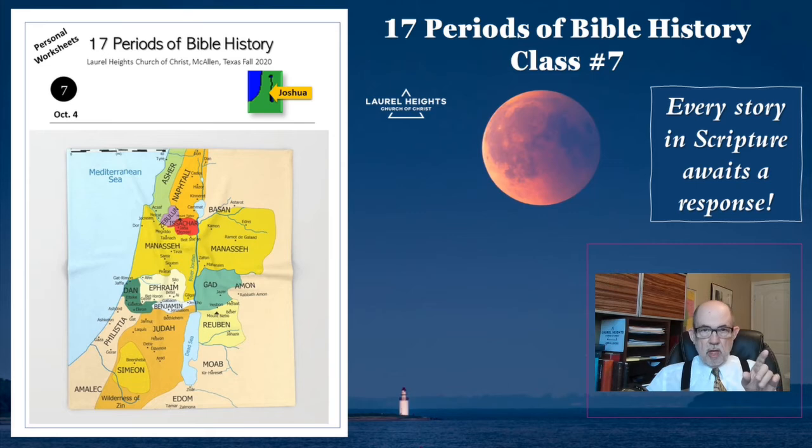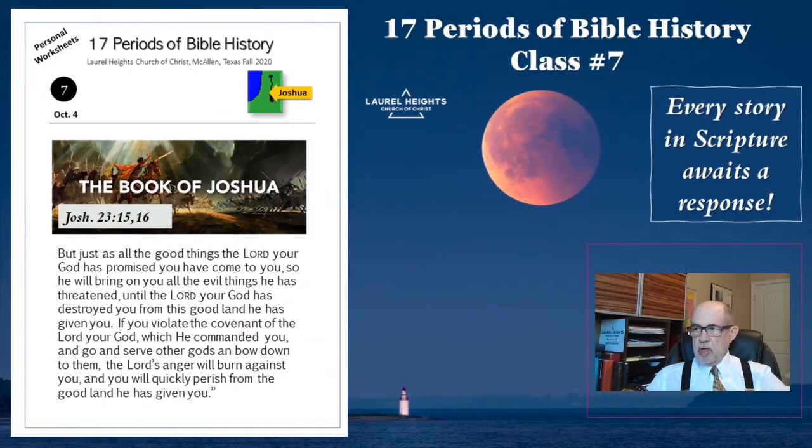chapter 23. "The Lord has fought for you. Be strong and do what is written in the book of the law." And in verse 14, "Not one word has failed of all the good things God spoke to you." No failure on the part of God at all. Then verses 15 and 16 of Joshua chapter 23.